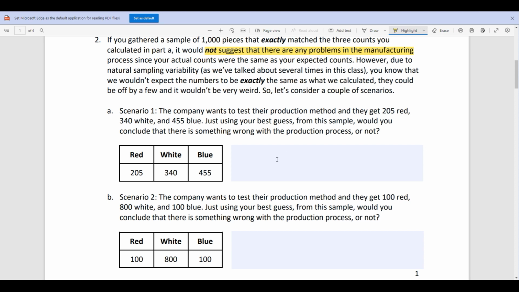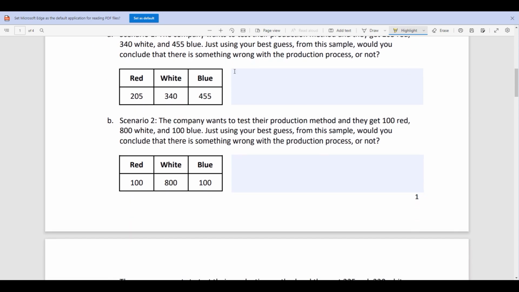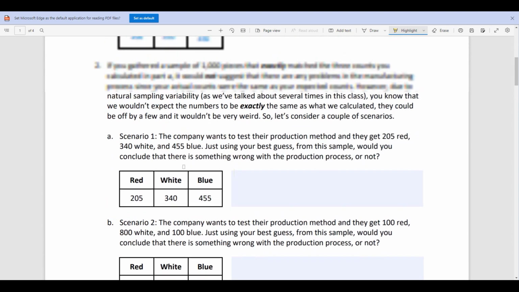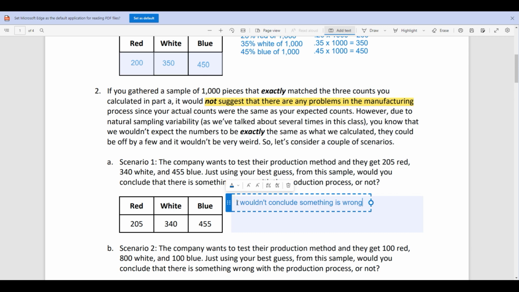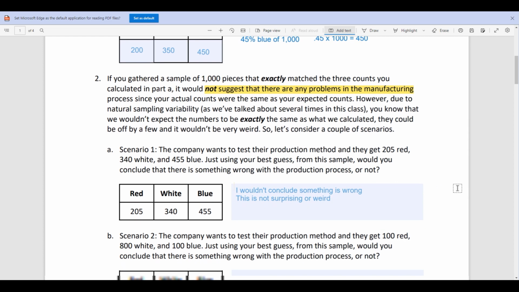Okay. Well, your answers may vary on this one, but it's not off by very much. So I would say that I would not conclude that there's something wrong here. So personally, I wouldn't conclude something is wrong, right? This is not surprising or weird. It's not that different from what we would expect.